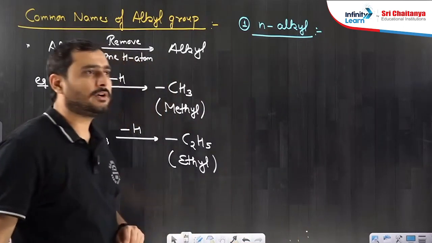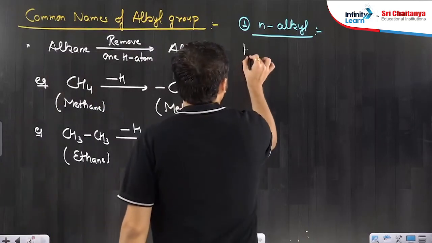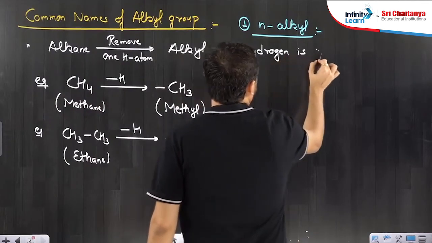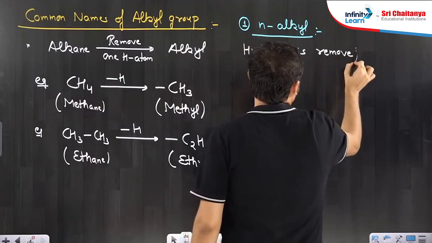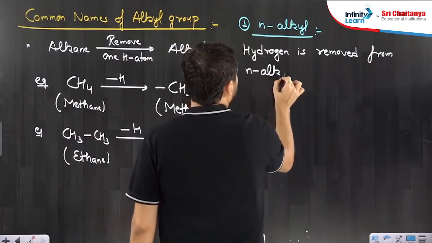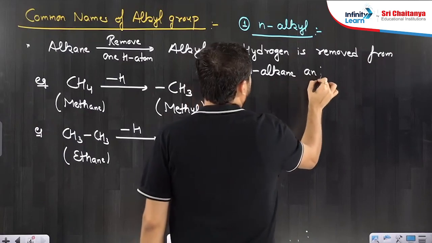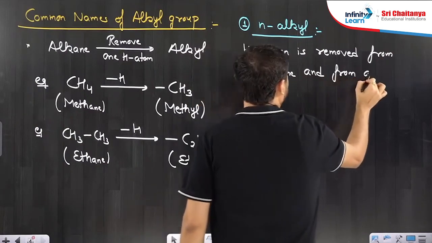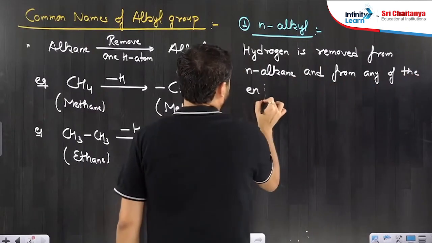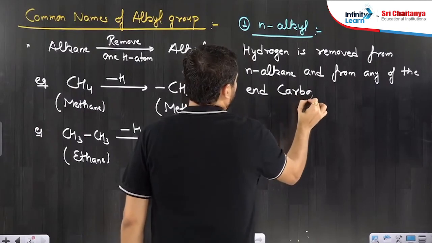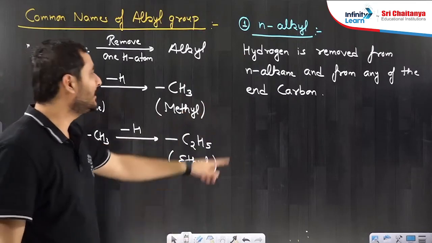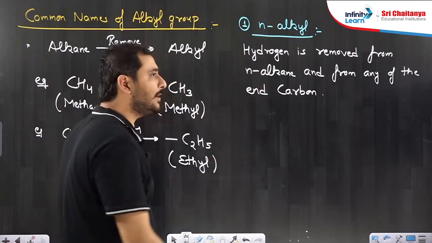Now what is the meaning of normal alkyl? That hydrogen is removed from normal alkane and from any of the end carbon. So from any of the end carbon, we have to remove one hydrogen atom. That alkyl group will be called normal alkyl.